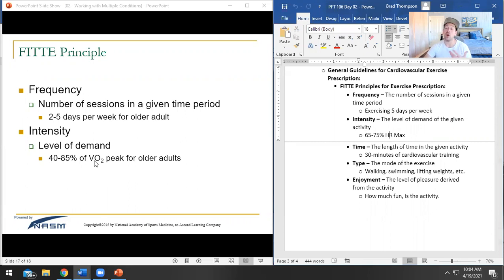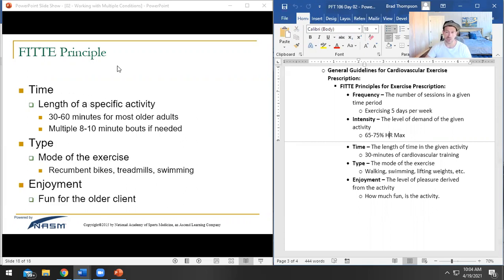Maybe it's, I want you to be out of breath in terms of a talk test. Maybe it's an RPE of 14. Maybe it's an RPE of 17. There's a million different ways we can measure intensity, guys. It isn't always just heart rate. Time is the length given, right?